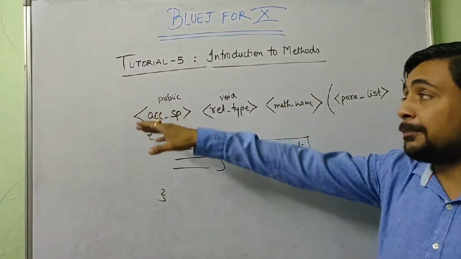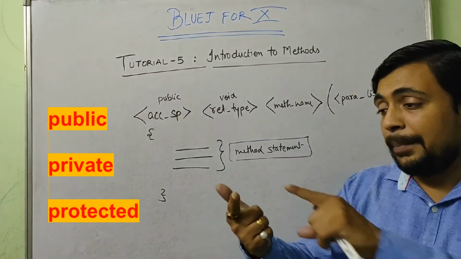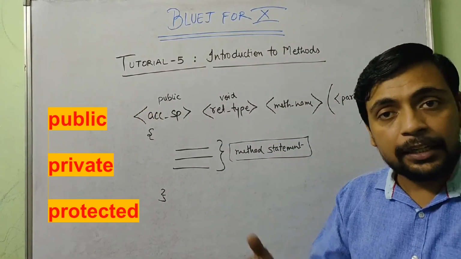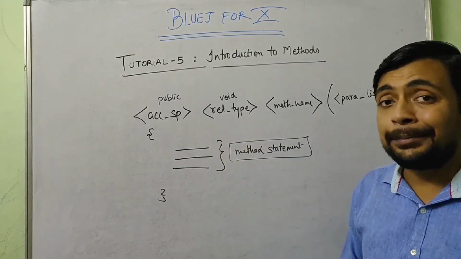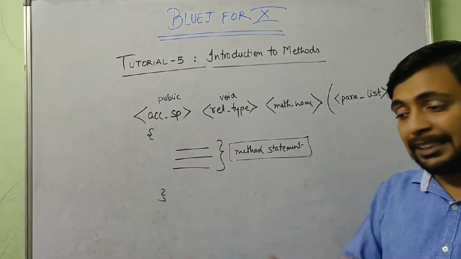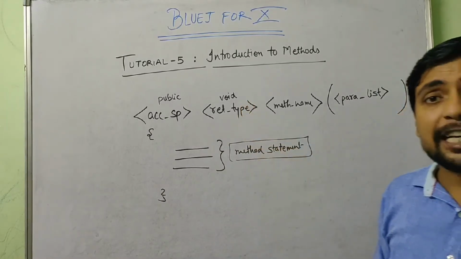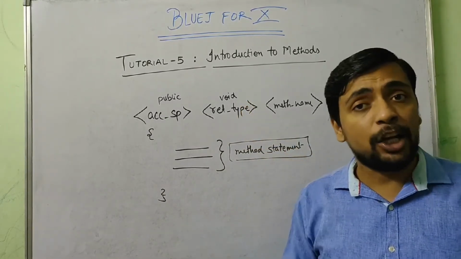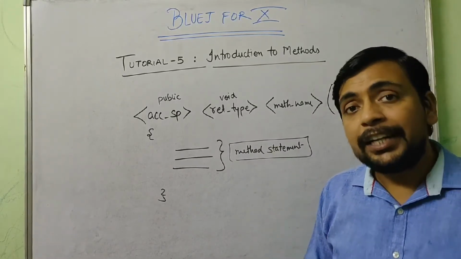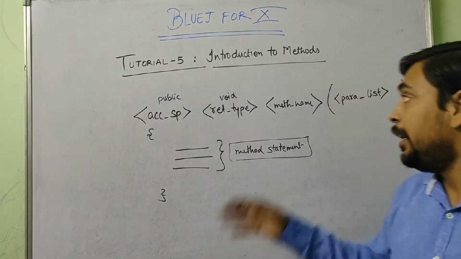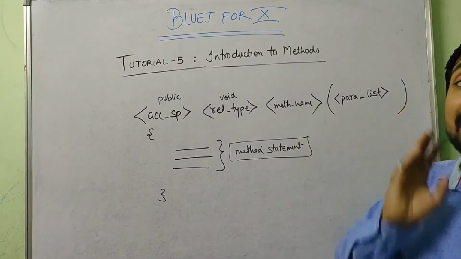The first thing is the access specifier, which can be anything among public, private and protected. Next is the return type. It can be anything among the data types, among all the primitive data types. That means it can be void. Other than that, it can be byte, short, int, long. It can be float and double. It can be char. It can be boolean. Okay. A method name can be any valid identifier.